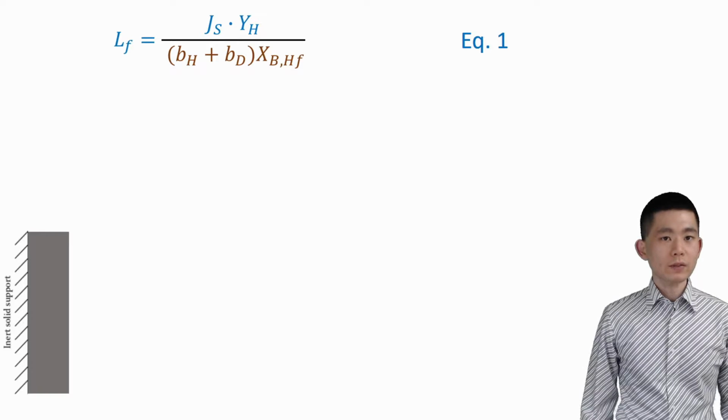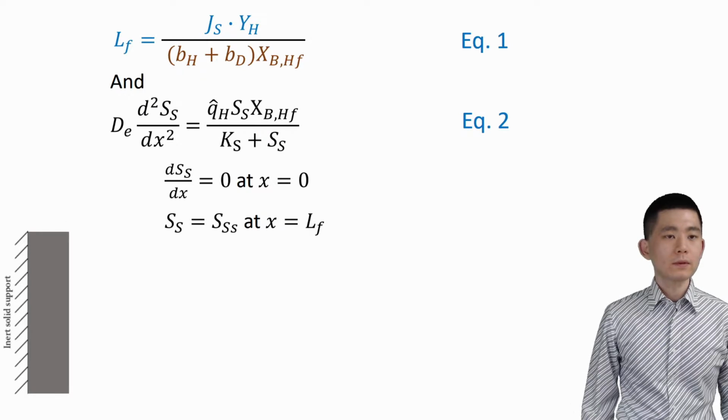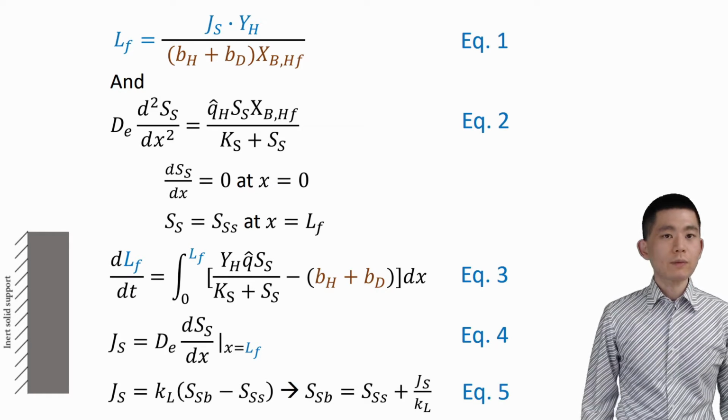We can then write a series of equations to describe the biofilm. The thickness of a biofilm is determined by growth, decay, and detachment. The numerator is the growth determined by yield and substrate flux, and the denominator is the decay and detachment. The diffusion reaction equation that we have seen before describes the substrate mass balance in the biofilm. Equation 3 describes the change of biomass thickness. The thickness increases due to growth and decreases due to decay and detachment.